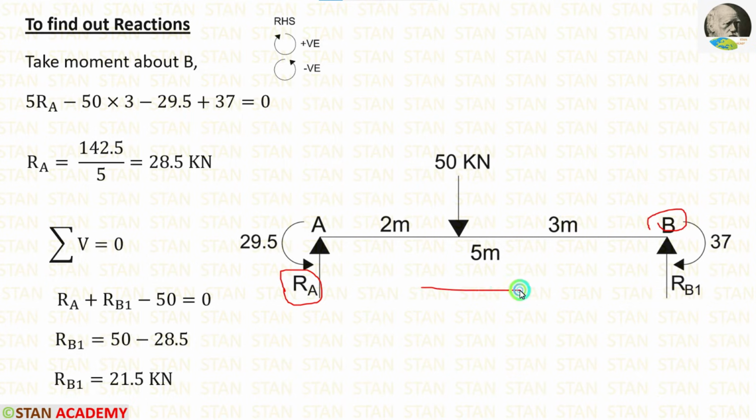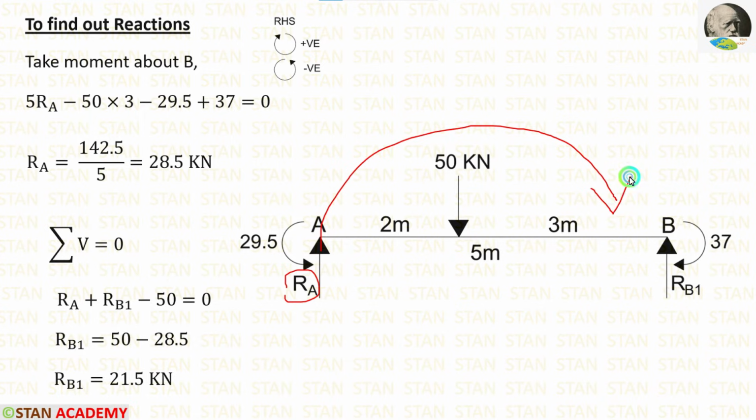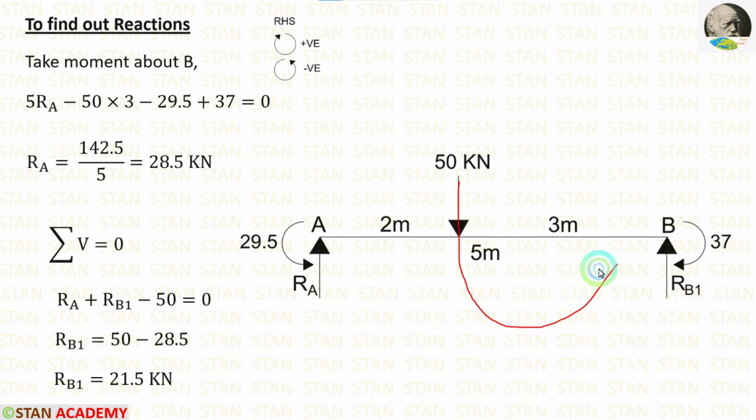In this case, I am moving towards right hand side. Clockwise will be positive and anticlockwise will be negative. The vertical reaction RA is acting towards the point B in the clockwise direction, so it will be positive and the distance is 5. So 5 RA. The point load 50 kN is acting towards the point B in the anticlockwise direction, so it will be negative and the distance is 3 meter. So minus 50 into 3.